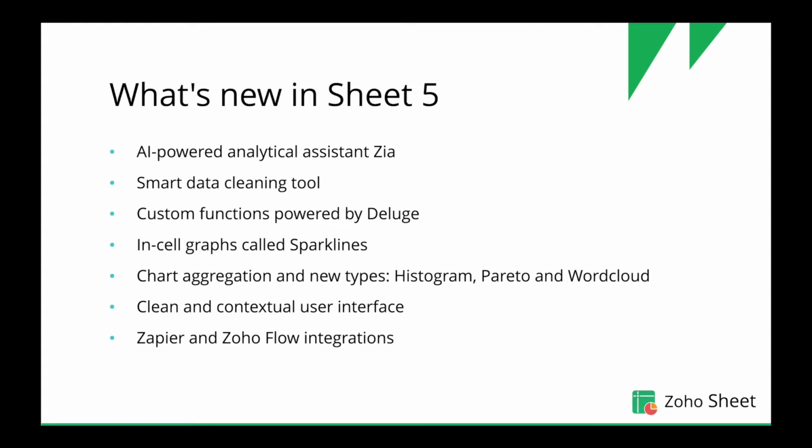And one of the major changes we had done to Zoho Sheet as a part of this version is that we had revamped the user interface of Zoho Sheet completely. We have introduced a very clean and contextual user interface with a side panel that gives you options based on the features you are currently using. And finally, as a part of this release, Zoho Sheet integrated with Zapier and Zoho Flow. So now you can create automated workflows across hundreds and thousands of other applications, such as Zoho CRM, Trello, MailChimp, etc.